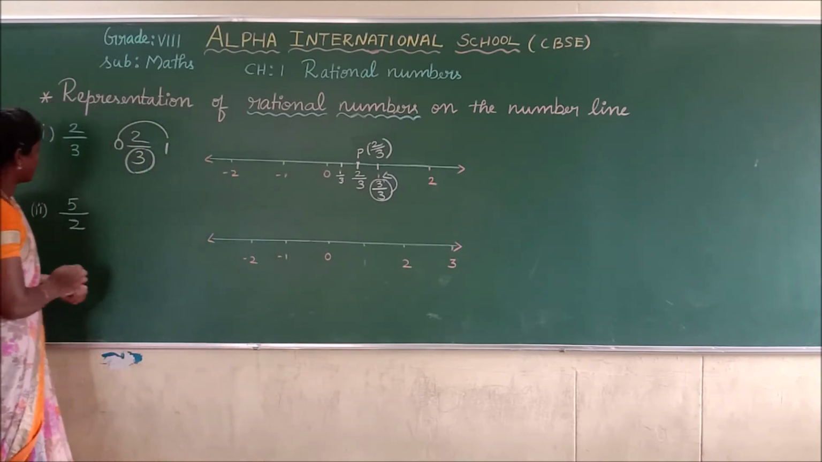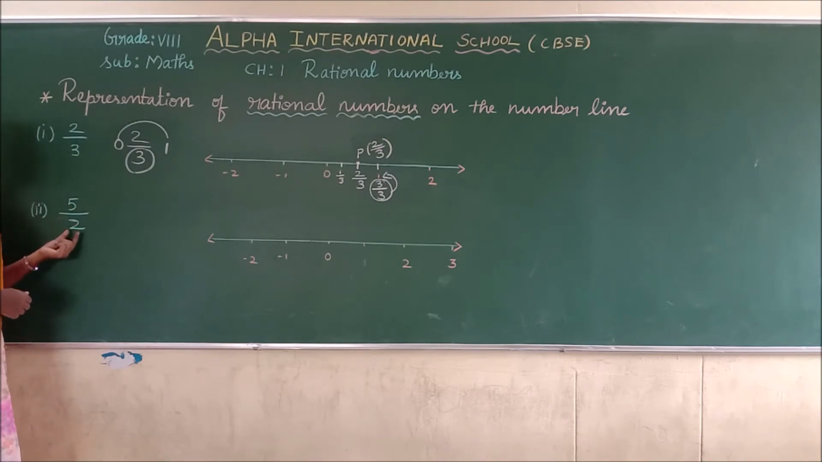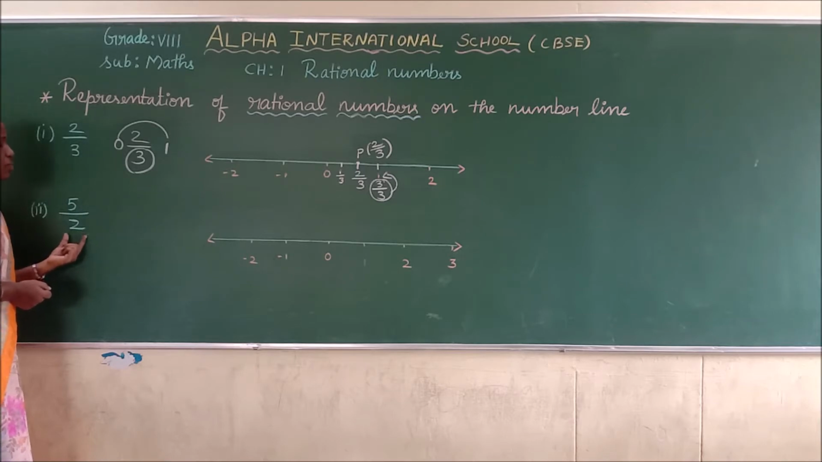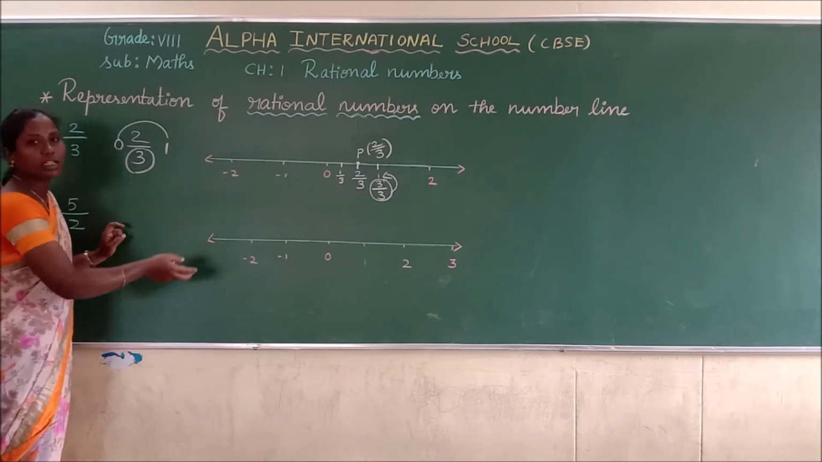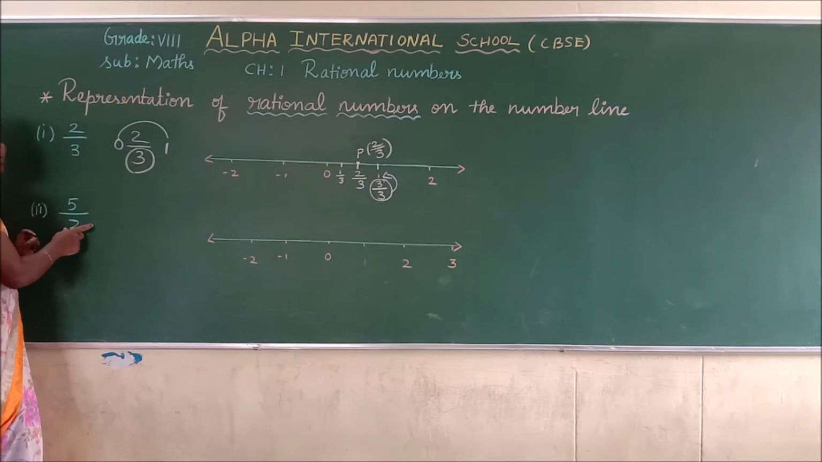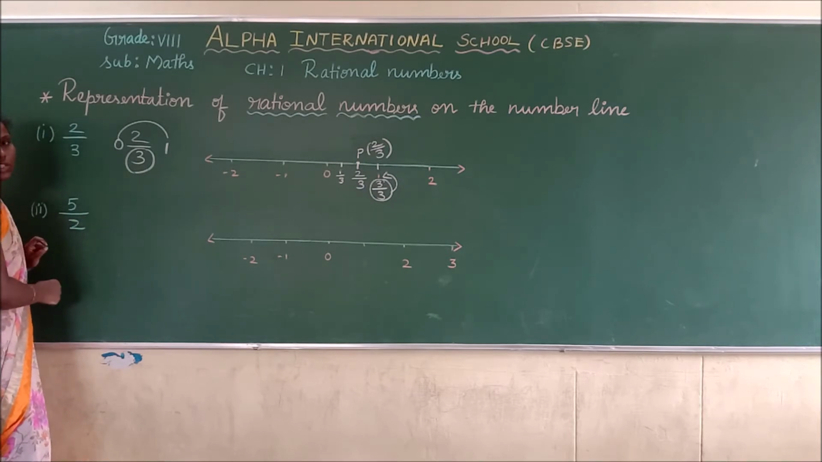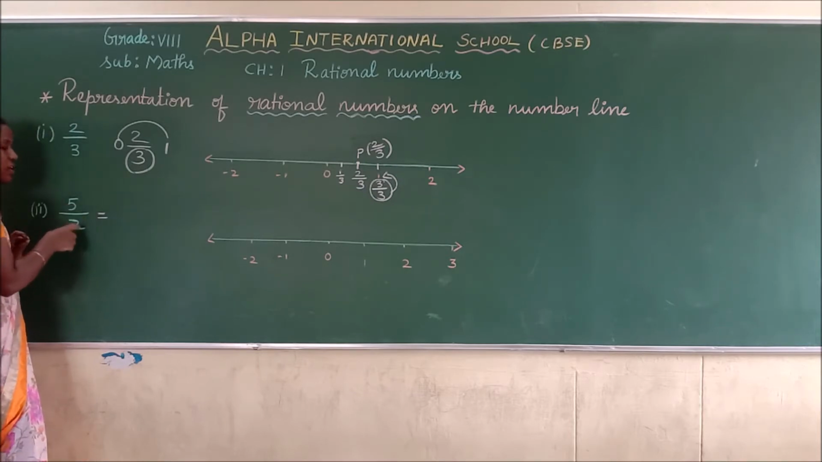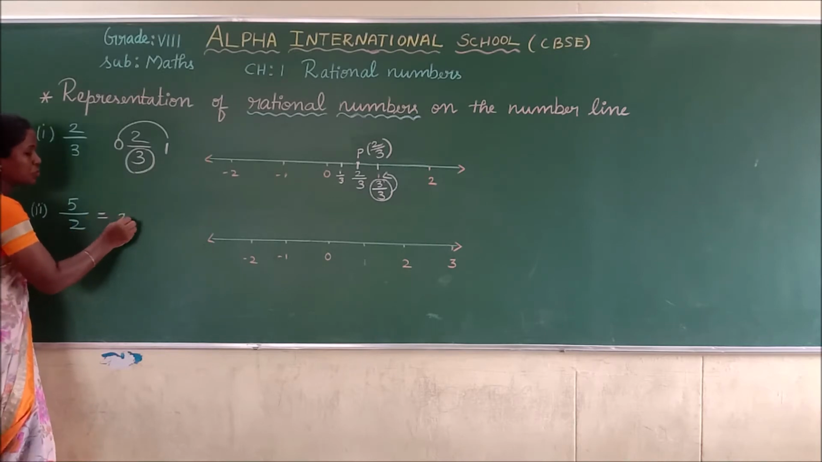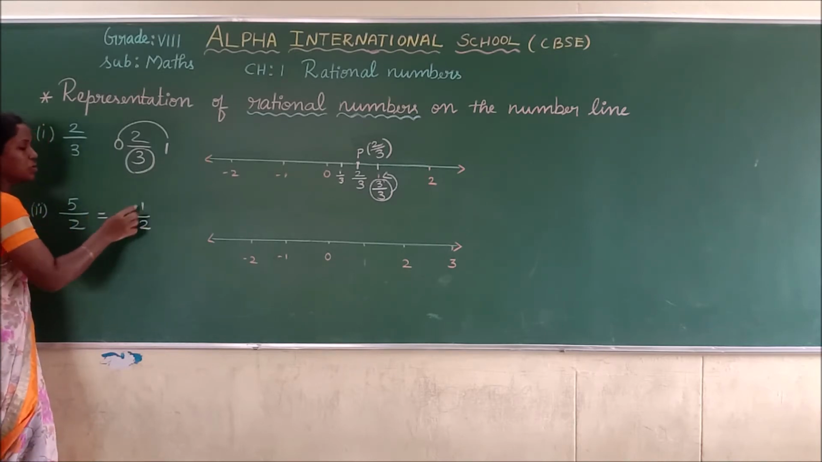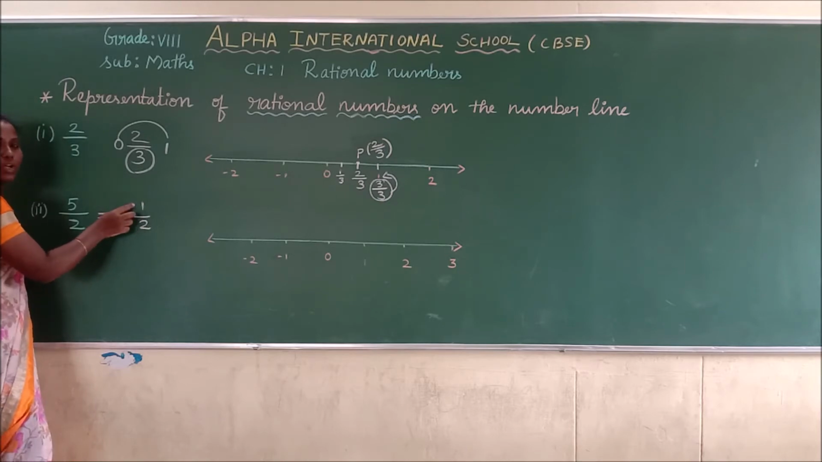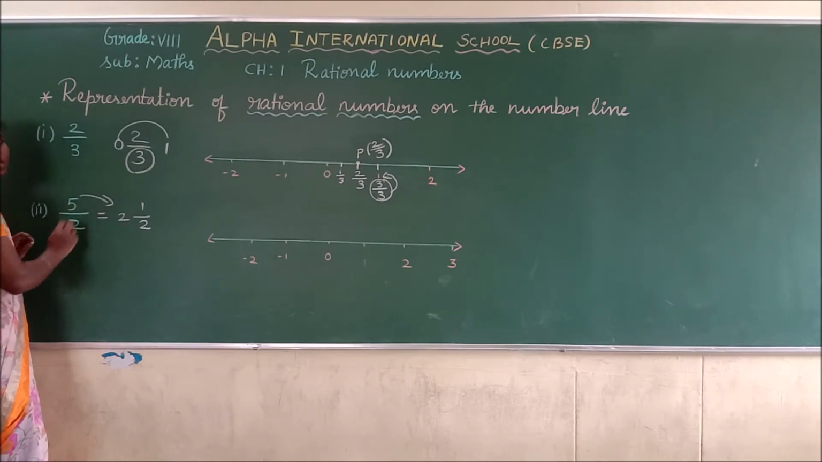Next, the example I have taken is 5 by 2. Is 5 by 2 a proper fraction or an improper fraction? Yes, it is an improper fraction. The best way to plot an improper fraction on the number line is, first, change the improper fraction to a mixed fraction. So 5 by 2 becomes 2, 1 by 2. 2 times 2 is 4, 4 plus 1 is 5 by 2. So we have changed the improper fraction 5 by 2 to a mixed fraction.